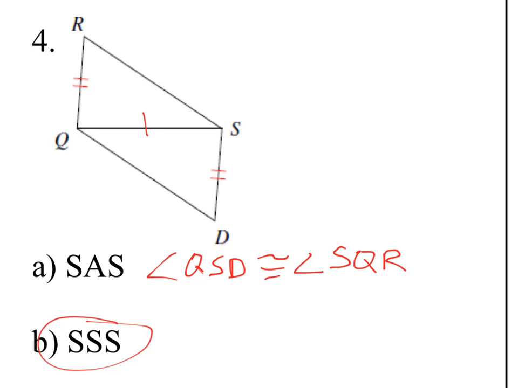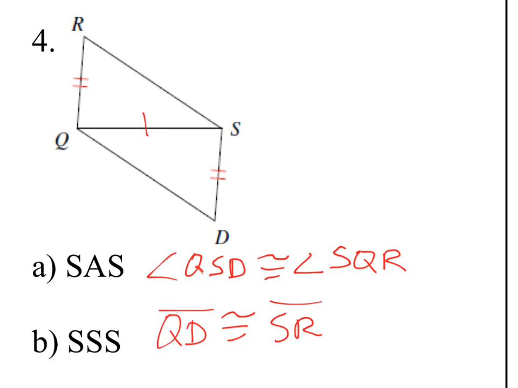And then the next one, we have side, side, side. We already have 2 of the sides. We need the third one to match on our 2 triangles. So that's the side QD. That needs to be congruent to SR.